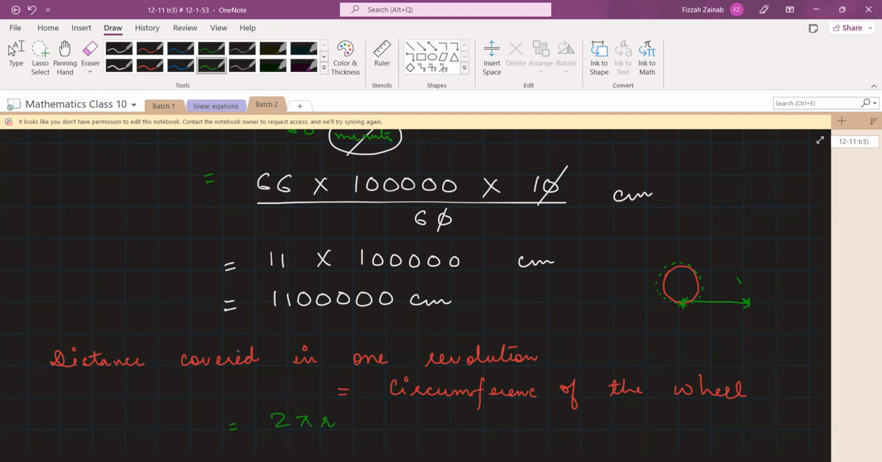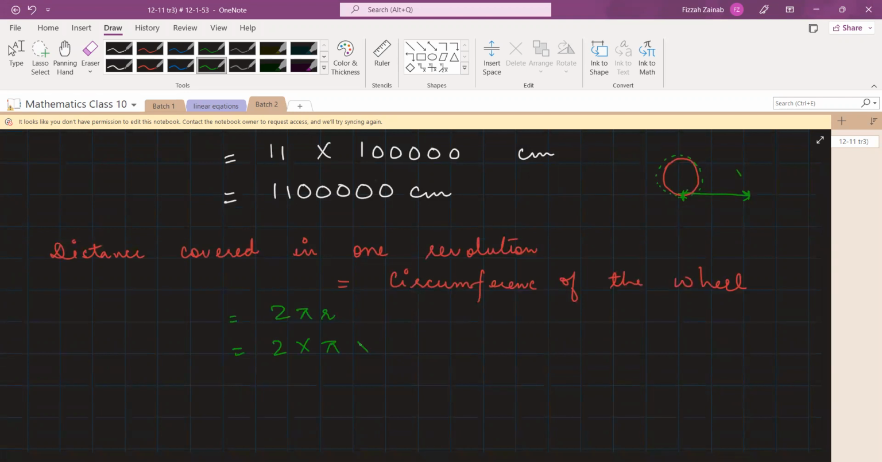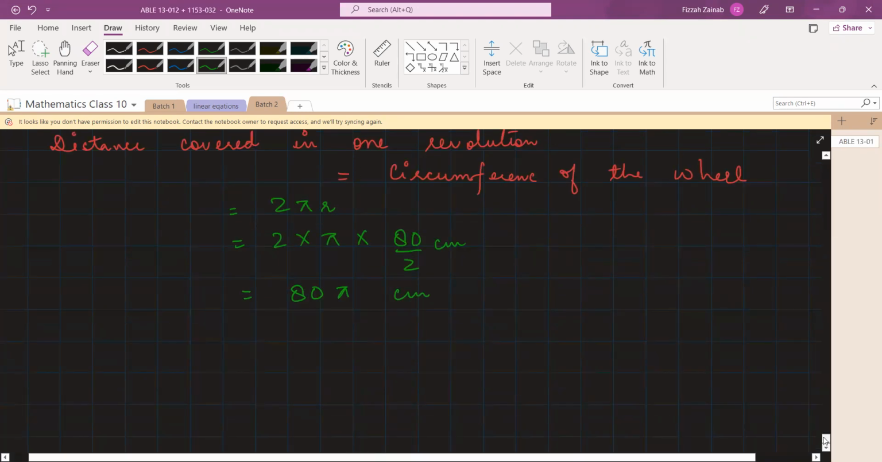So 2 into pi, you can leave it in pi for the time being. How much is the radius of this circle? Diameter is given, so radius is 80 by 2 centimeter, right? Yes, ma'am. So 2 cancels out. So 80 pi centimeter is the distance covered in one revolution. Okay. Now you have to find the number of revolutions.